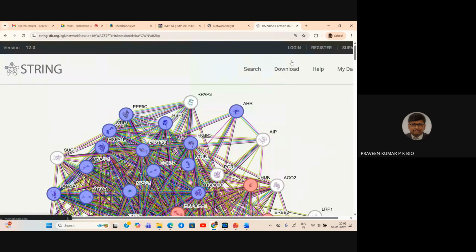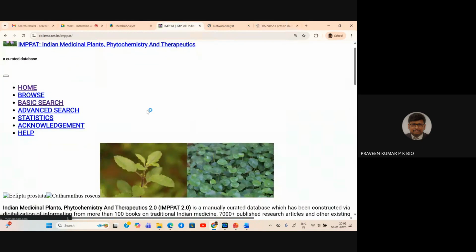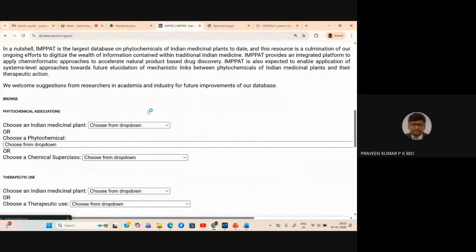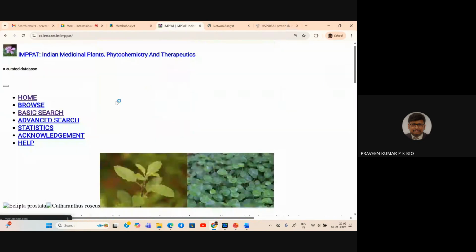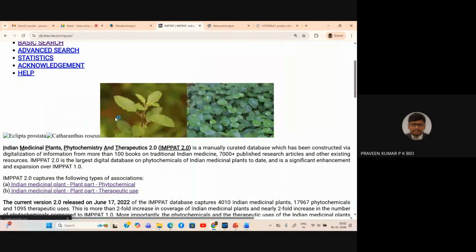Okay, so like this we can go with this kind of STRING DB database and the Indian medicinal plant database IMPACT. Just give me 1 minute to complete this. HERB 2.0 you can also try with that. That is a Chinese database. There also you can find this kind of information. However, I tried with IMPACT.